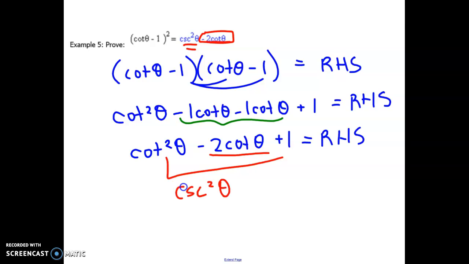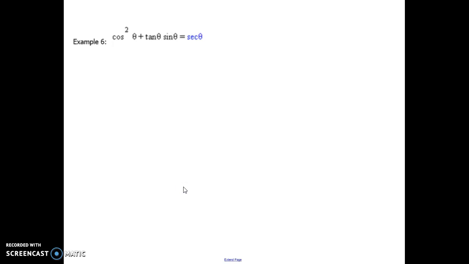So we get cosecant squared minus 2 cotan theta equals the right-hand side. And that would be the proof, QED, the end. All right, so here for example 6, we have cos squared plus tan times sine equals secant. So I'd like you to start by writing this little hint down.